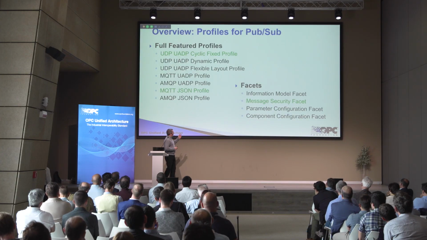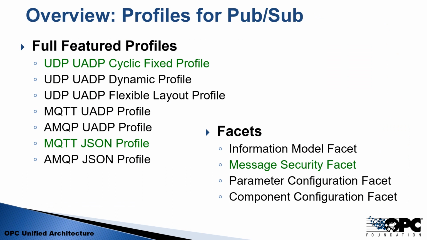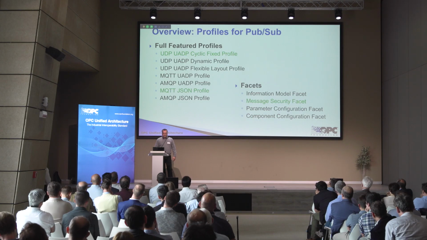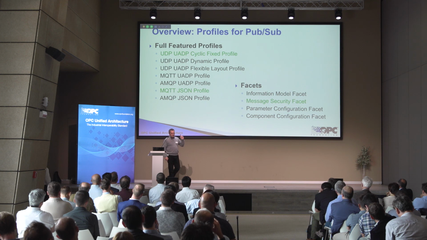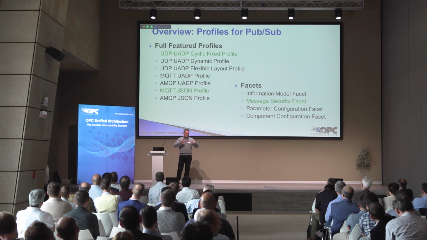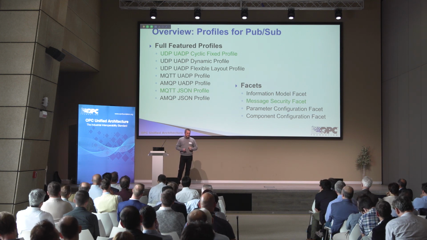So, for example, there's another one here in green, MQTT JSON profile. That means the transport is obviously the MQTT protocol. The message is JSON encoded. So that's the one that you should use for cloud communication. And there are facets, for example, the message security facet. There's a security facet that describes how the security works inside the pub/sub profiles.